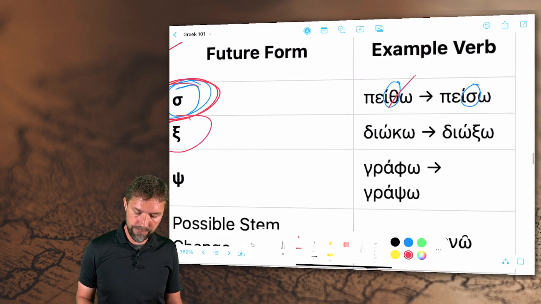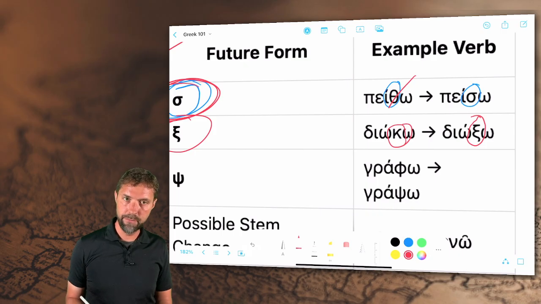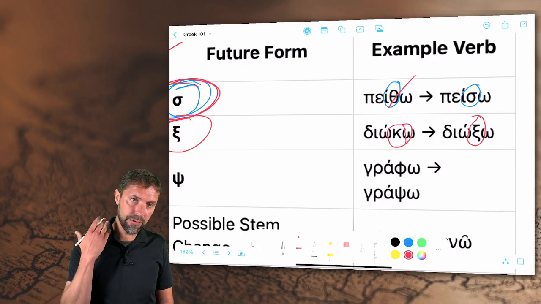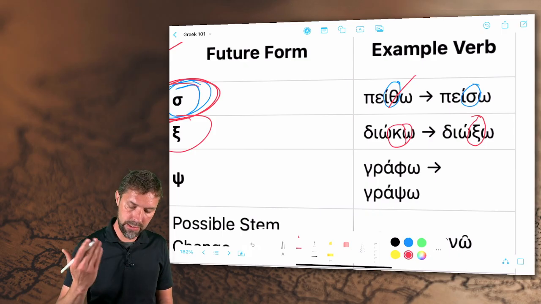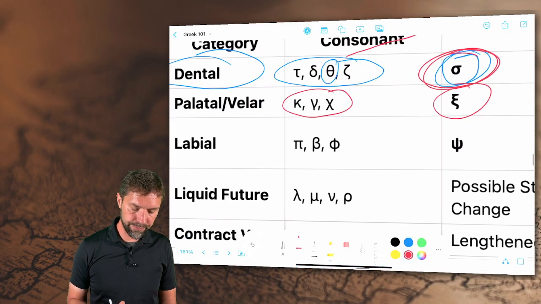And so in my forms, something like dioko, when combined with the future, now I'm looking at the future form here, is going to be dioxo. It makes sense. I'm doing the palatals plus a sigma. X, dioxo. Okay, my last set are the labials.